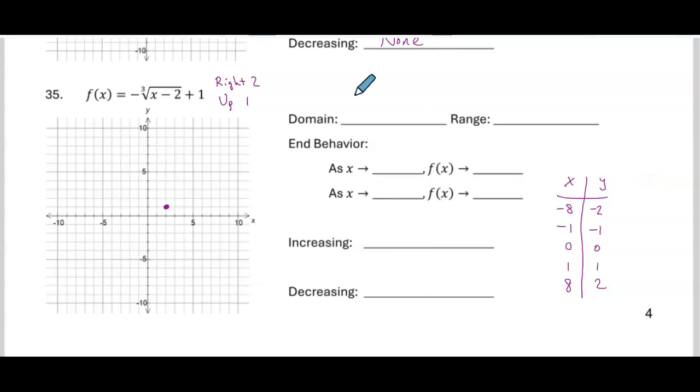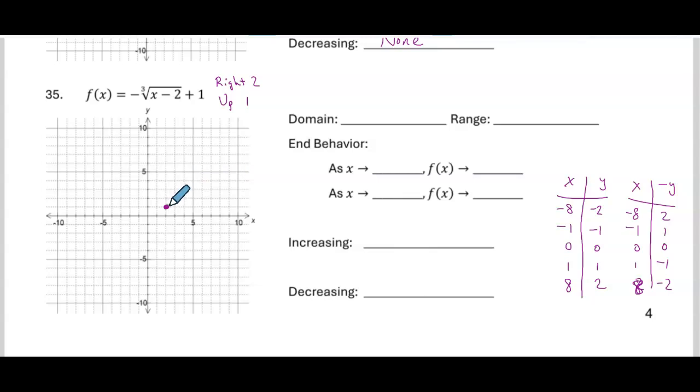However, there is a negative in front of this one. So what I really want to be doing is x and -y. So I want to go -8, -1, 0, 1, 8. But I also want to go +2, +1, 0, -1, -2. So I'm just flipping the signs on the y's. This is my actual movement.